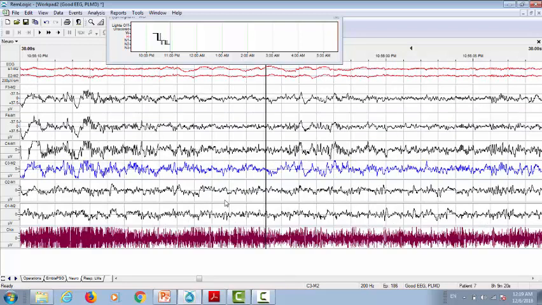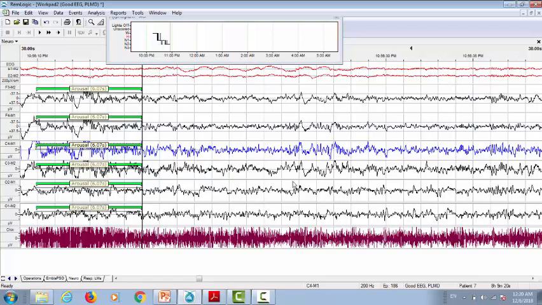Continue as N2. Here there is an indication to stop scoring N2, and this is because of the abrupt increase in the EEG frequency. So this is an arousal. But here also we have a K complex in this part, and N2 makes the majority of the epoch, so this should be scored as N2.